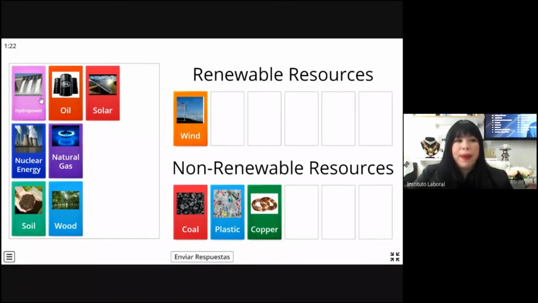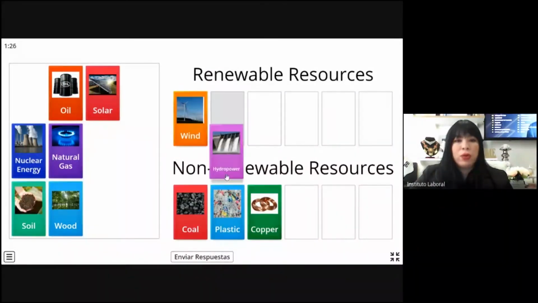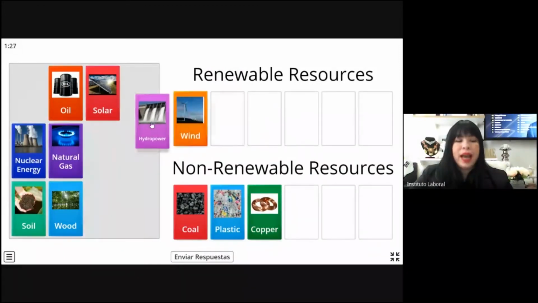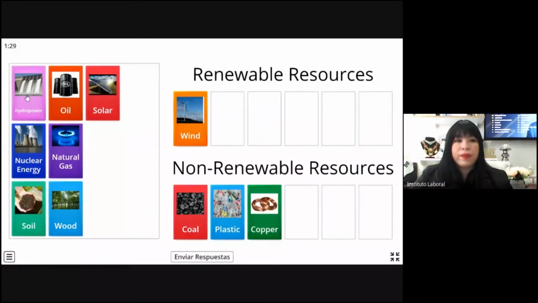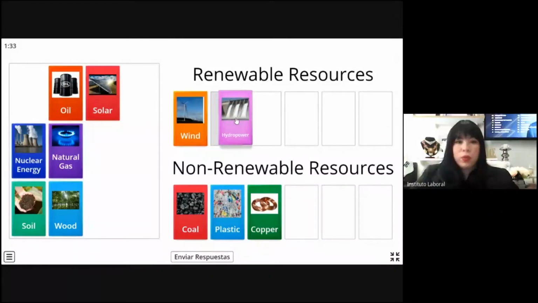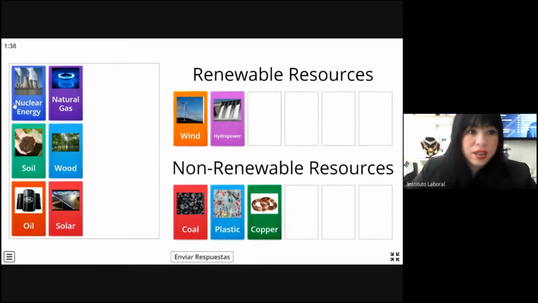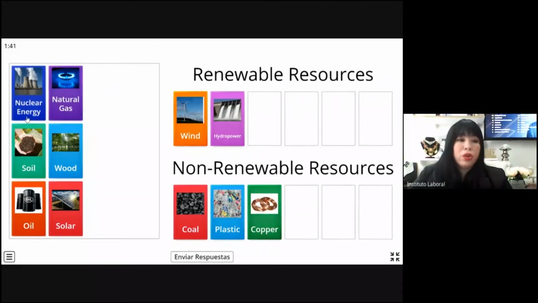Hydropower, the power created by the water. Do you think this is renewable or non-renewable? Hydropower, renewable. The water. Nuclear energy. What about this? Do you think nuclear energy is renewable or non-renewable? Not renewable.